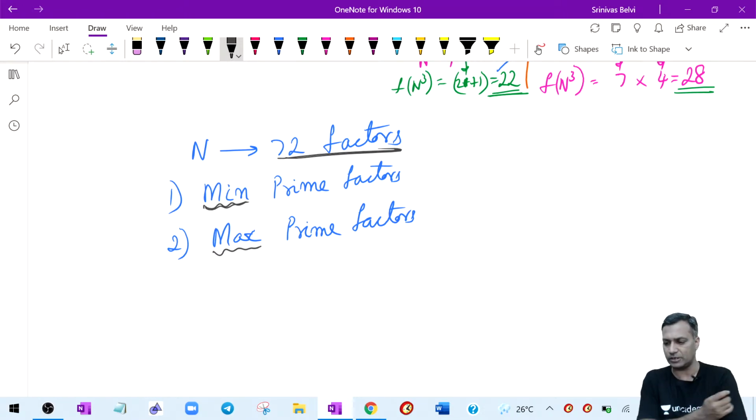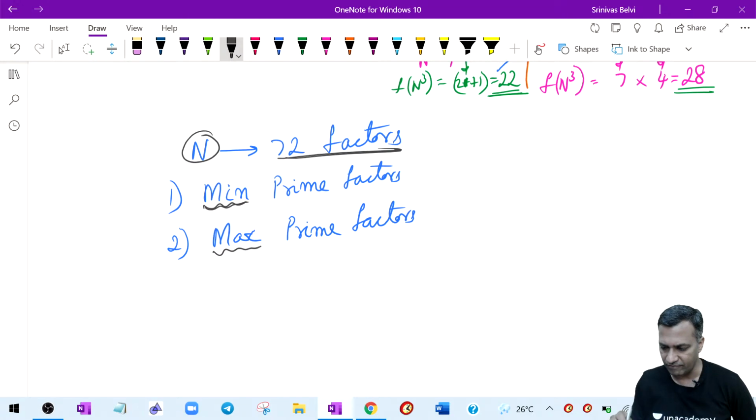Go ahead, friends. Everybody solve this. A lot of things about factors will get clarified with this example. Go ahead. What is the minimum number of prime factors that n has? Number means n. Minimum number of prime factors of n and the maximum number of prime factors of n. Go ahead. Think about it.